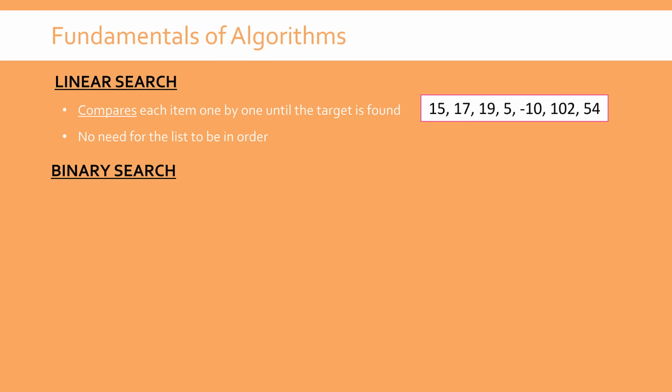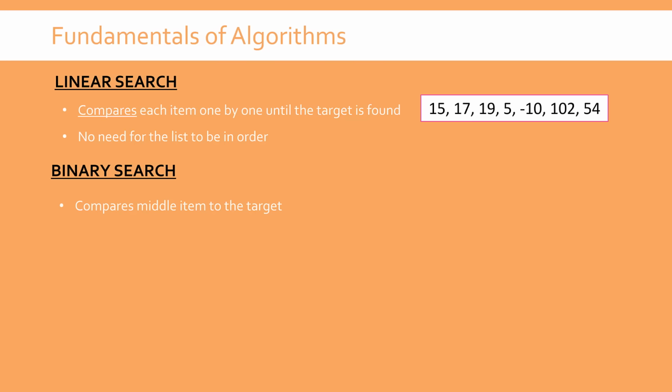Let's say we're looking for -10 in this list. What linear search would do, start looking at 15, then 17, then 19, then 5, then -10, compares each to our target, -10 is equal to -10, and so this finishes. Binary search is a little bit of a more clever approach.